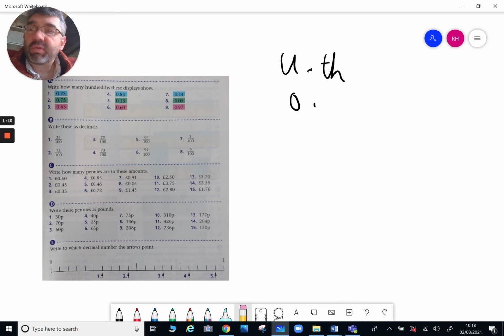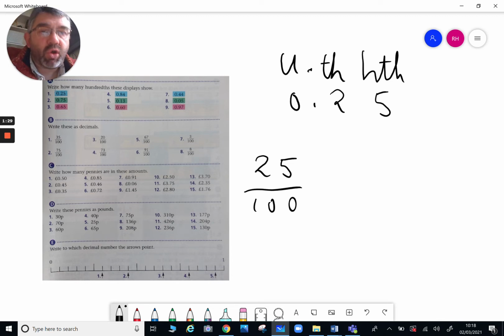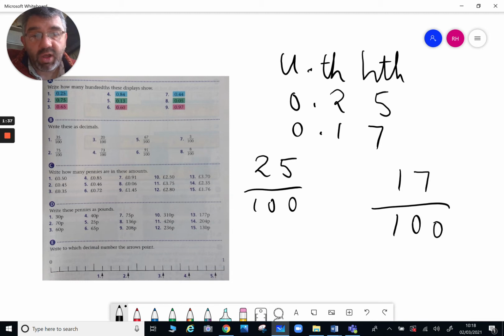Now, if we look at what we've got on number 1, it says 0.25. So we put our hundredths in. So there's your 0.25. So this actually just gives us 25 over 100. So 0.25 is 25 over 100. So 0.17 would give us 17 over 100. 17 parts of 100.